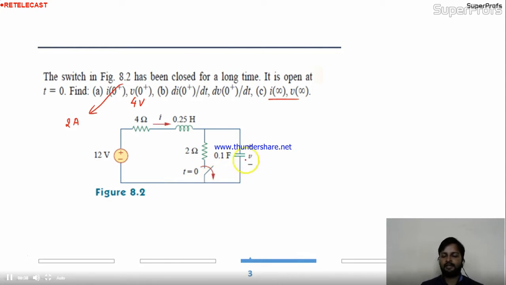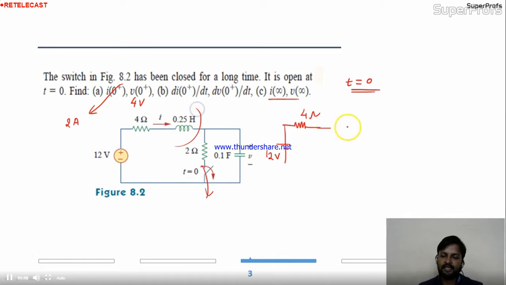So, friends, at t equal to 0, we are studying this circuit, okay? At t equal to 0, we just open the switch. So, we are opening the switch at t equal to 0. What is the condition of the circuit after opening the switch? I think you people will agree with me, the 4 will remain as it is. This is 12 volt.